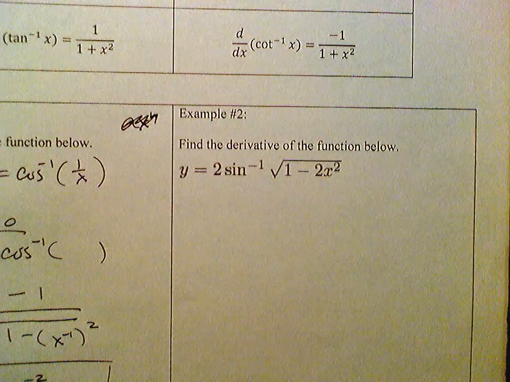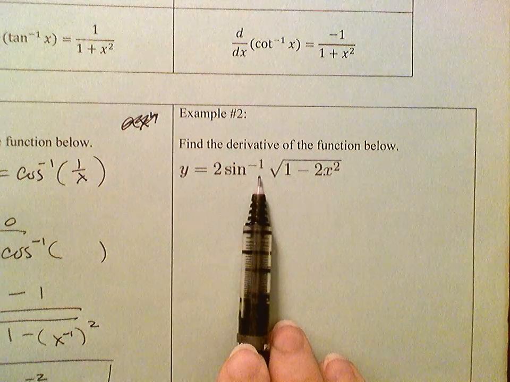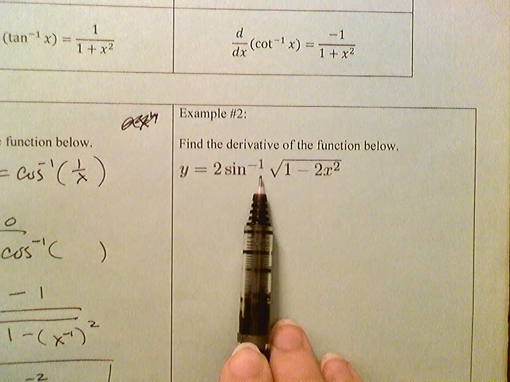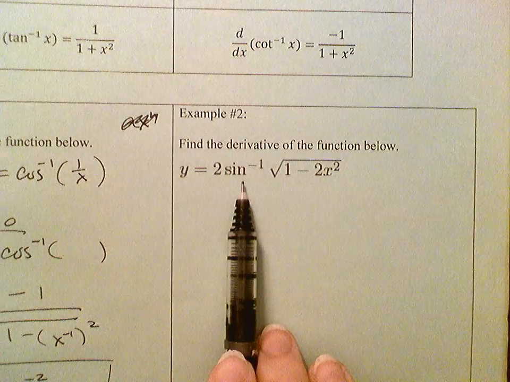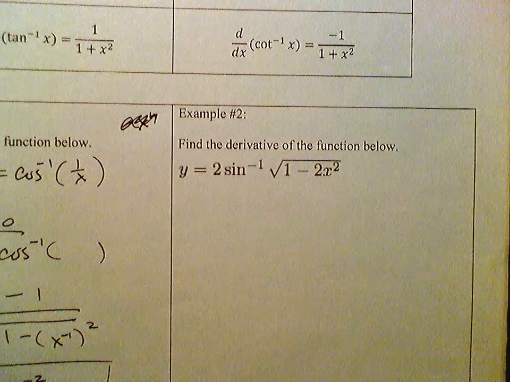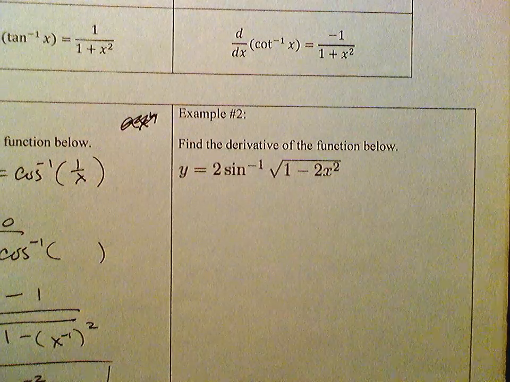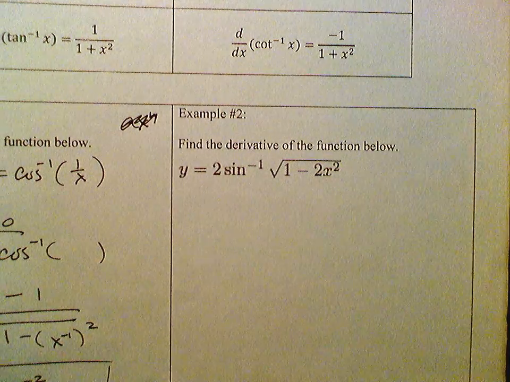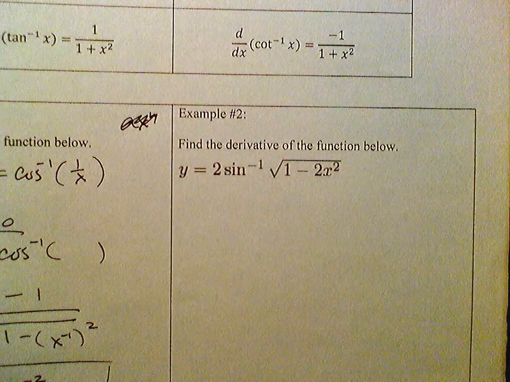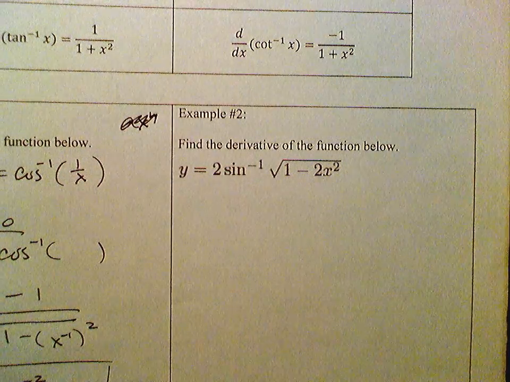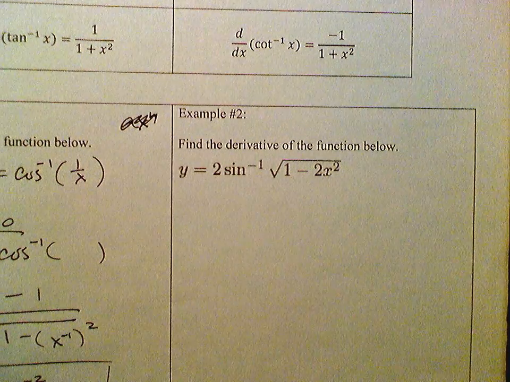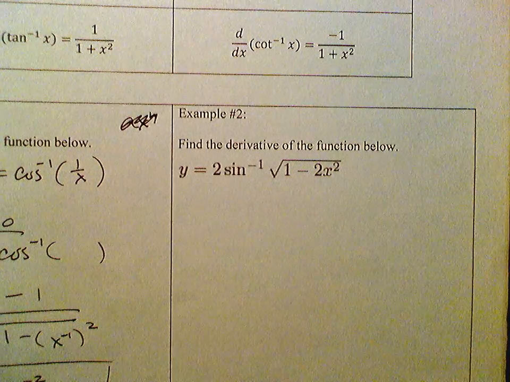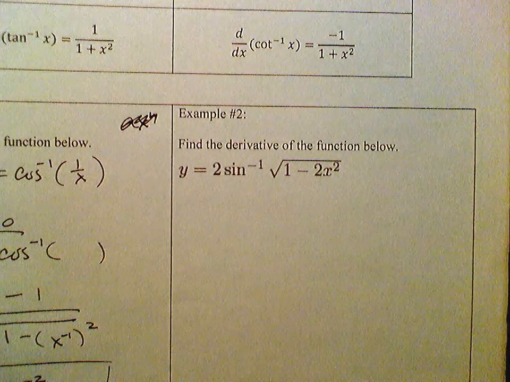This is just plain old -1. I don't even know how to say that, but this is just the normal notation you're used to to represent an inverse. And again, I see functions within functions. This is not just a normal 2 times inverse sine of x or something. I see a radical, I see a polynomial. So this is definitely chain rule.